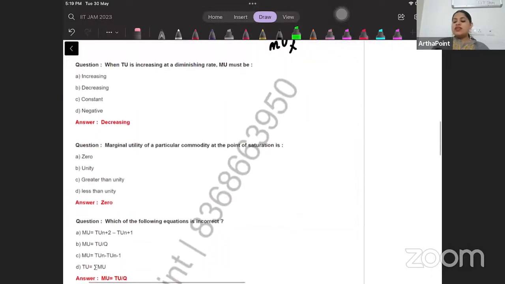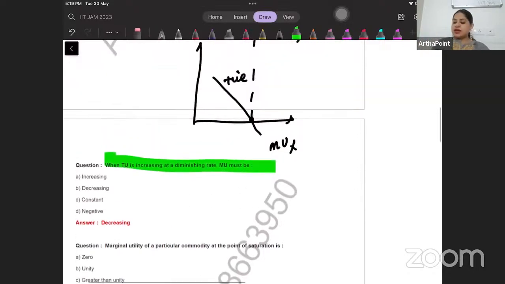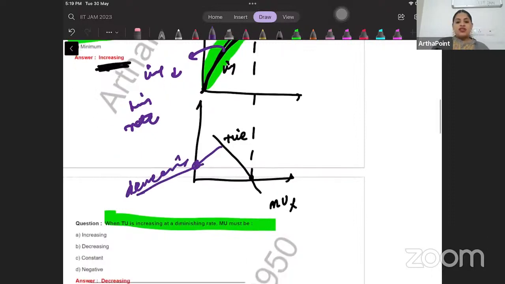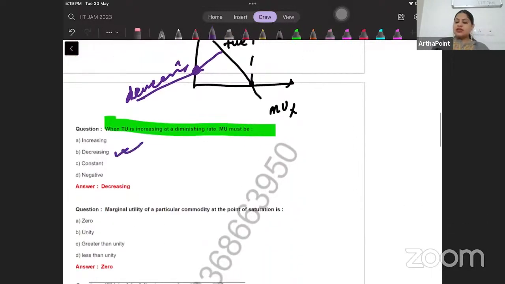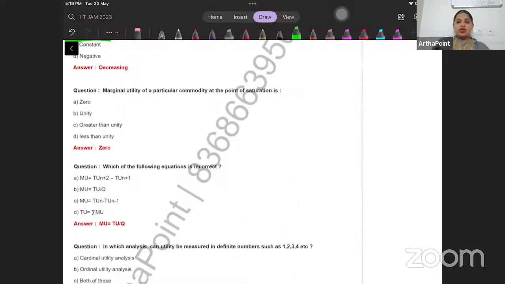When total utility is increasing at a diminishing rate, marginal utility must be. So beta, total utility is increasing, but it is always increasing at a decreasing rate. Here also it is increasing, but at a decreasing rate. So therefore, marginal utility is decreasing only. So the answer to this question will be decreasing. Marginal utility is decreasing. It is B. Come to the next question.